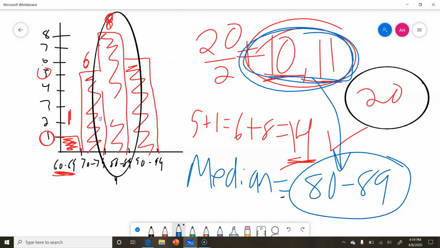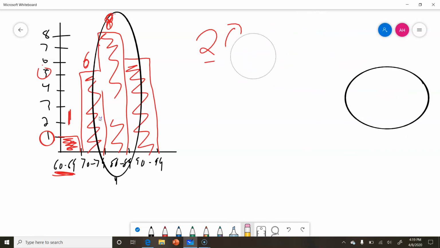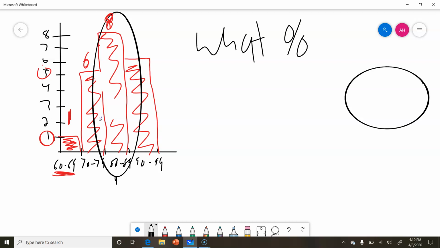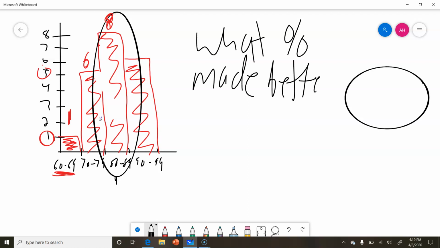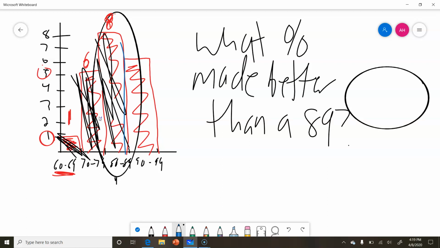And then what if they asked us a percentage question about this? So I'm going to clear this again. If you need to pause and go back, go ahead and do so. What if they asked us a percentage question and said, what percent made better than an 89? If that's what percent made better than an 89, that means this guy, he made worse than 89. Nope, can't count him. Nope, can't count this one. And definitely can't count this one because he's 89, which means we are left only counting this last little square with a percentage.